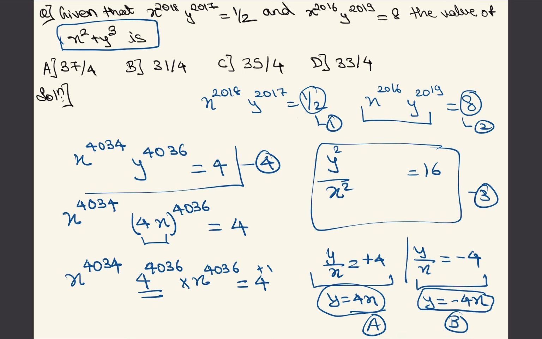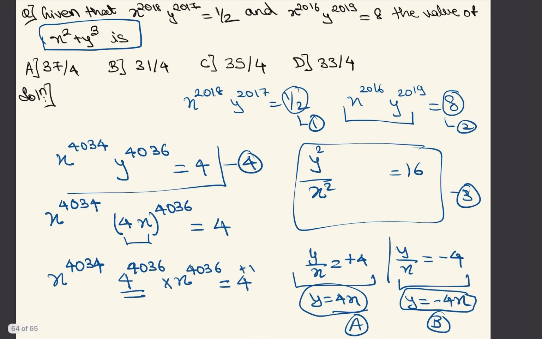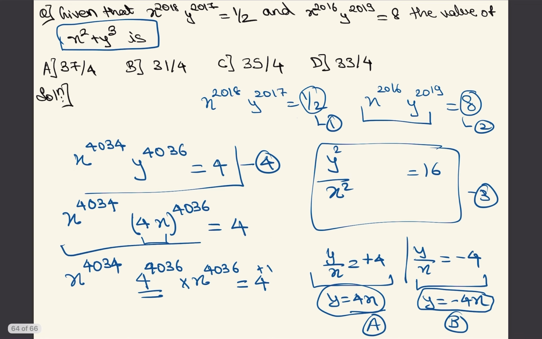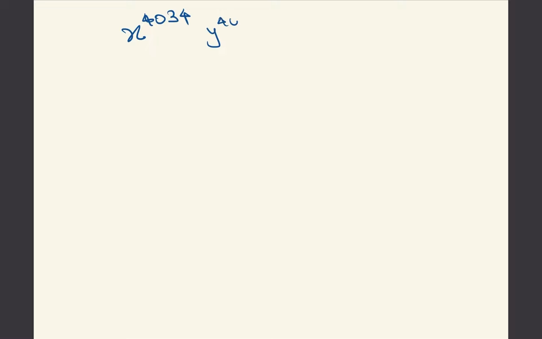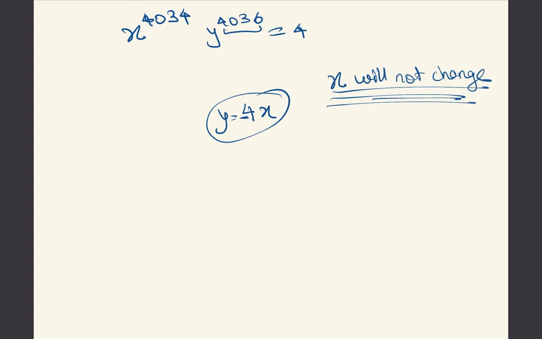Now we take the other case, y equals minus 4x. Let me build a new equation. X raised to power 4034, this equation I'm writing again, y raised to power 4036 is equal to 4. Even if I say that y is minus 4x, the power is even, so x will not change. Hence, y is equal to minus 4 times 1 by 2, which in this case gives me y equal to minus 2.